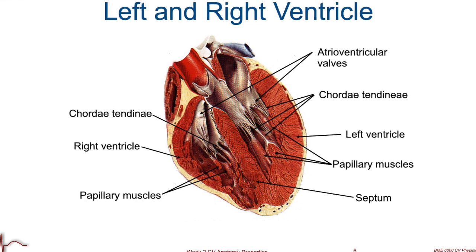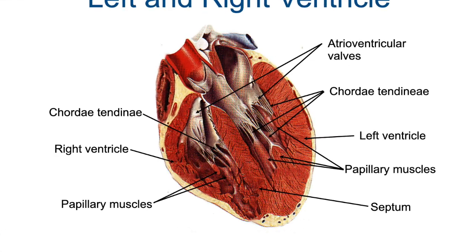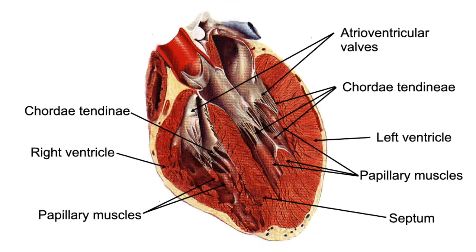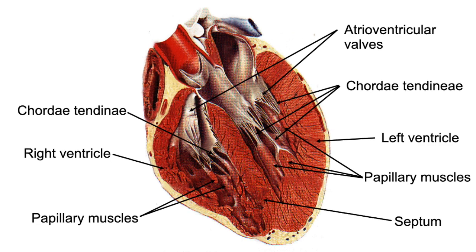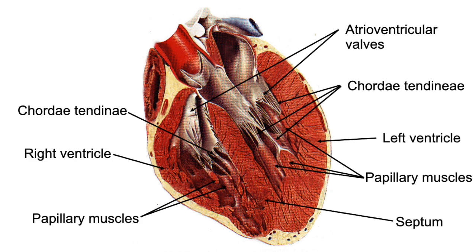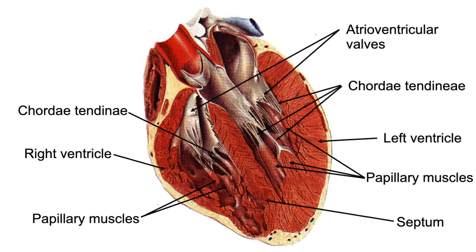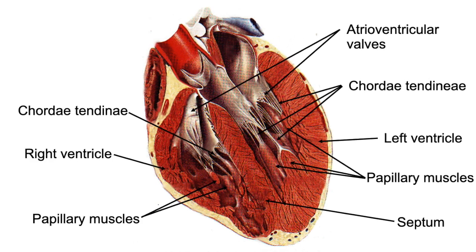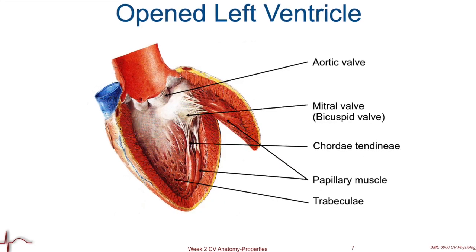Now, if we slice open the heart, this is a little more artistic rendering than an actual photograph, but you now see the clear differences in the left and the right ventricles, the wall thickness, the shape. You also see some of the internal structures that we will see in the bovine heart, and we'll want to identify those as well.